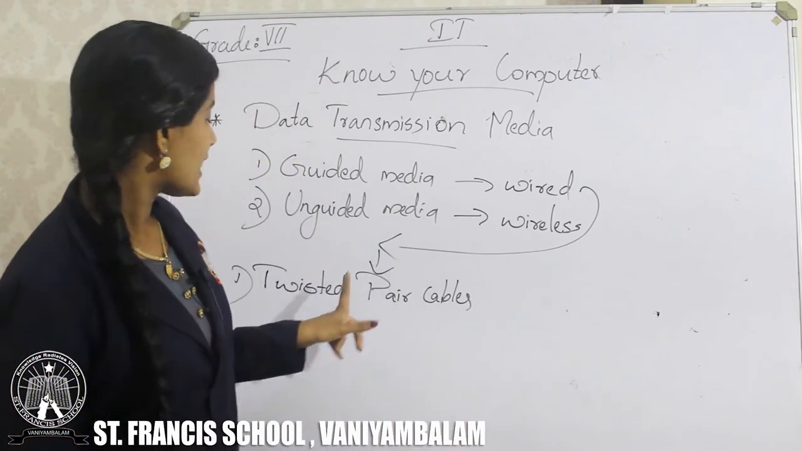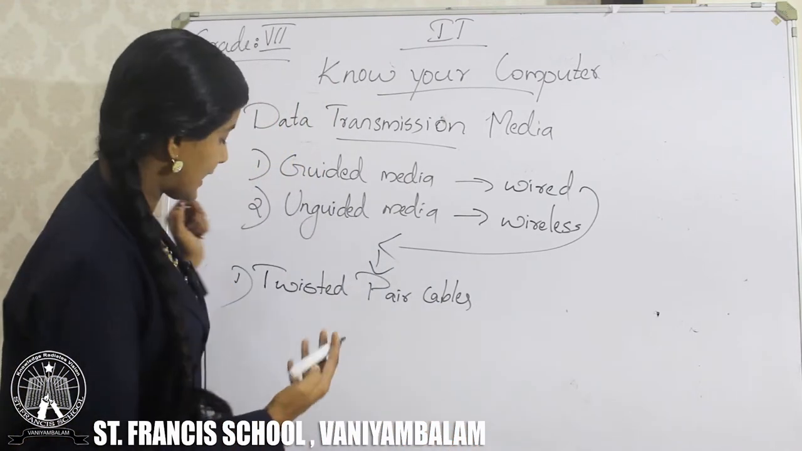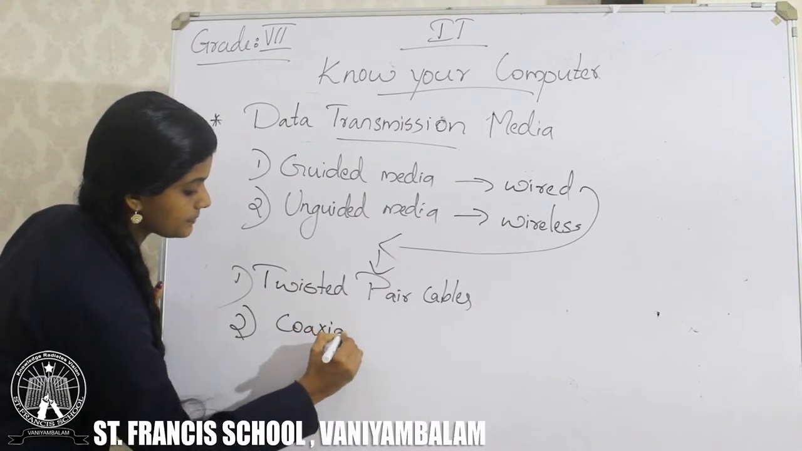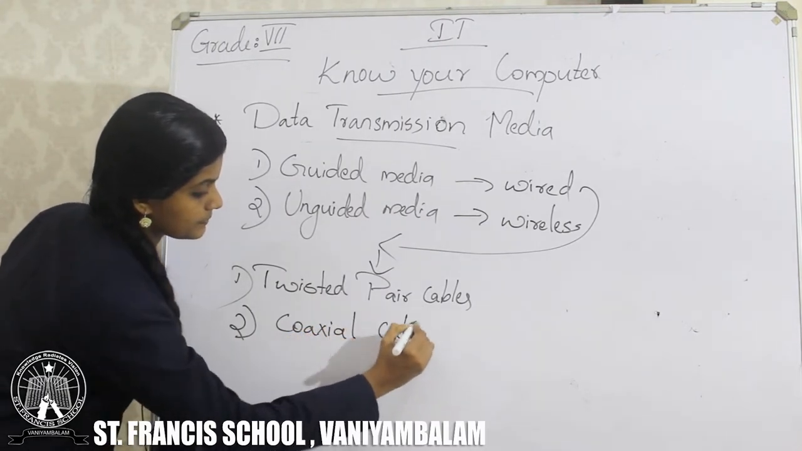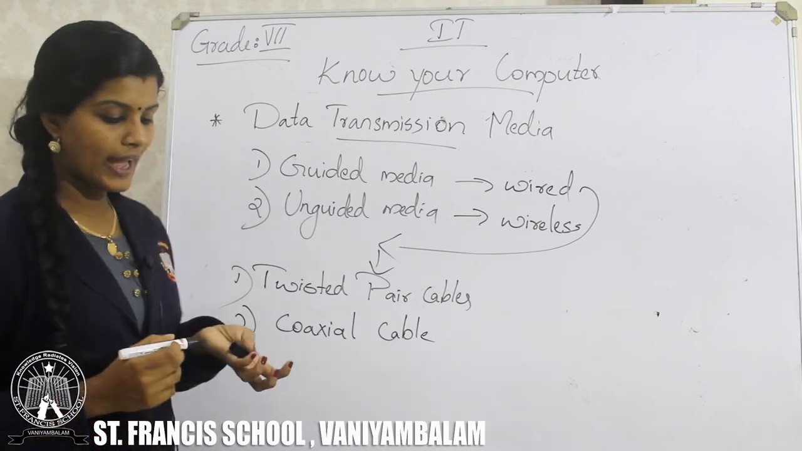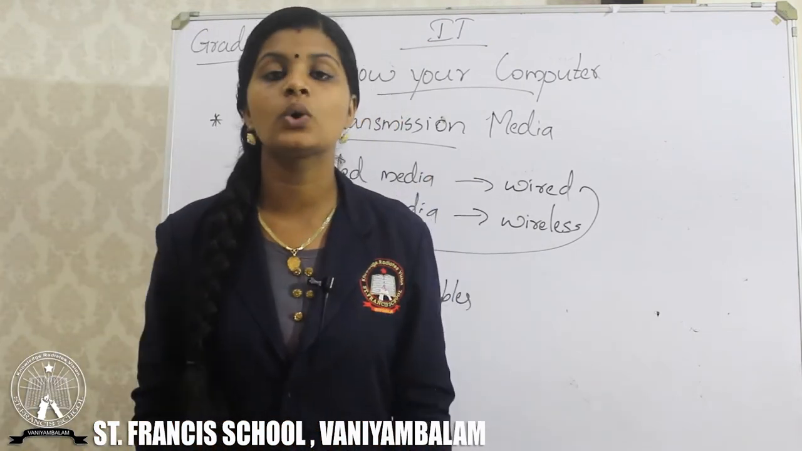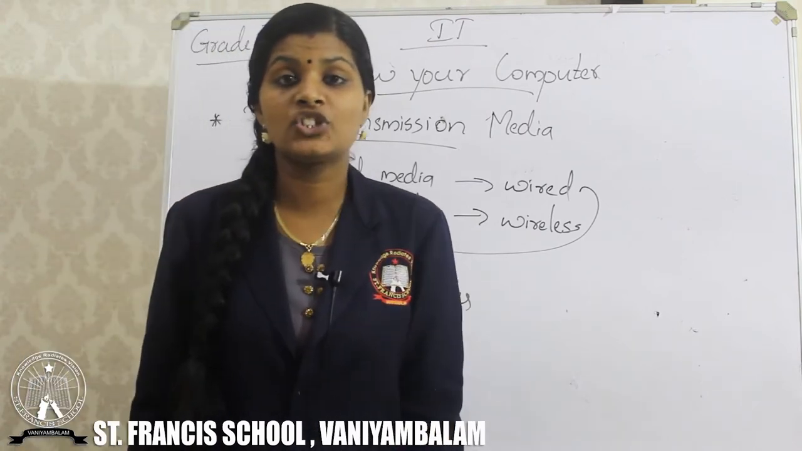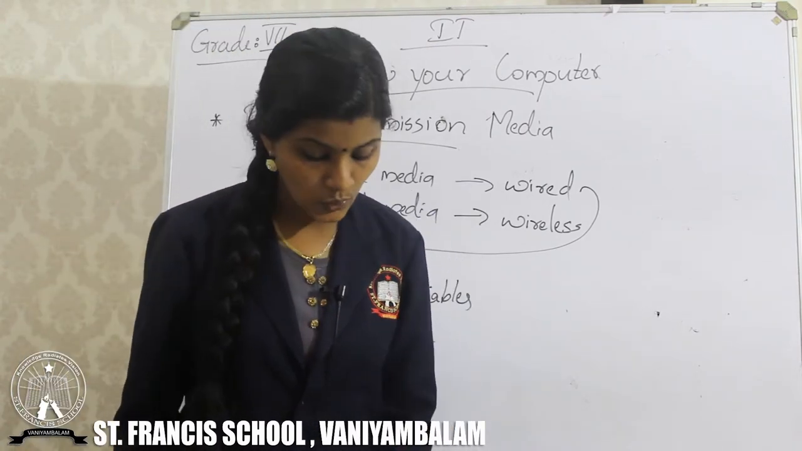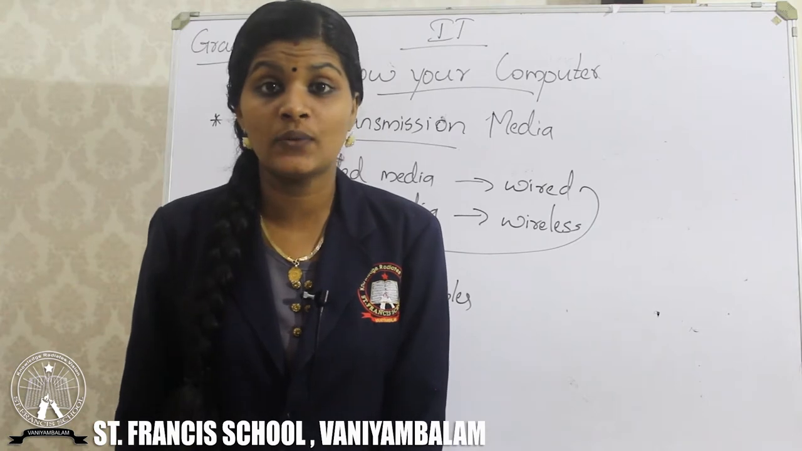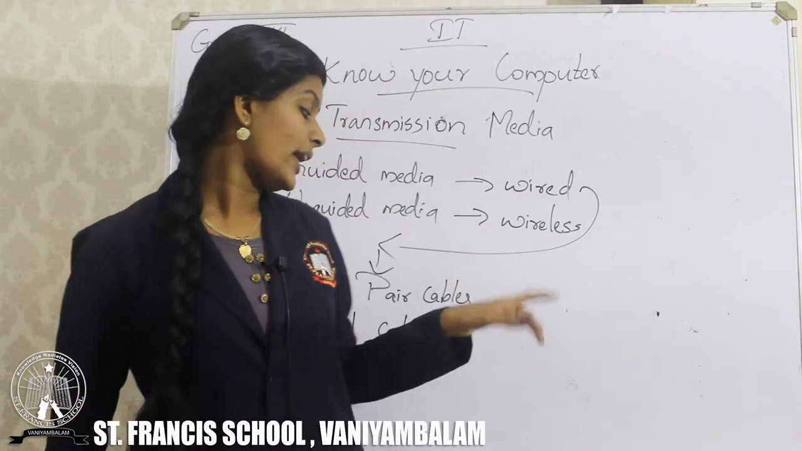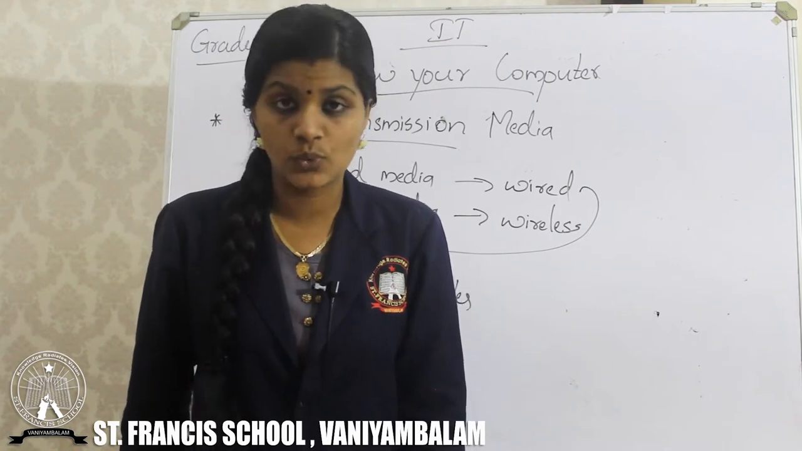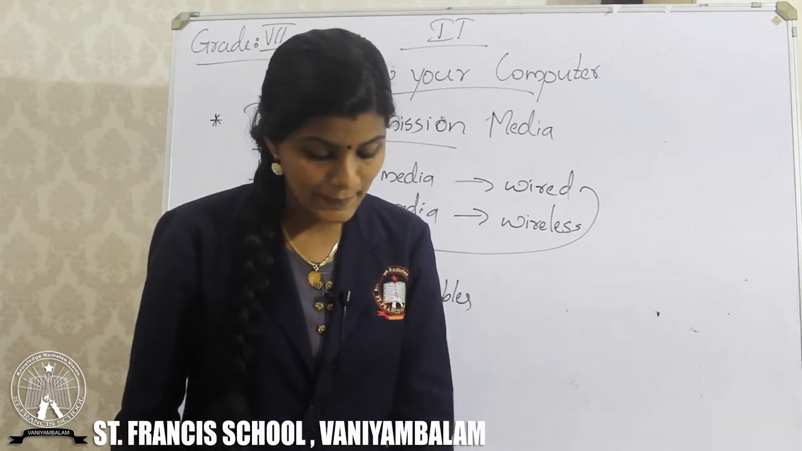The first one is twisted pair cables, and the second one is what? Coaxial cable. Its picture is also clear in your textbook. It is used for television. This coaxial cable is used for cable TV networks. You can see the picture.